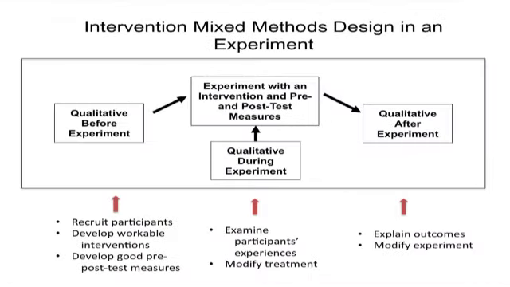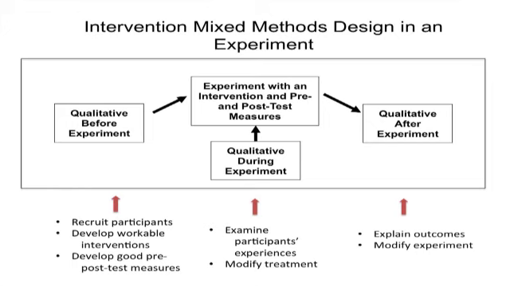First, the intervention mixed methods design. So this is basically adding qualitative into an experiment. Now, qualitative data can be added in at several phases in an experiment. It could be added in before the experiment begins, such as recruiting participants, coming up with workable activities that might actually inform the intervention, maybe helping to design the measures for the pre and post test in the experiment. So it can flow in before.